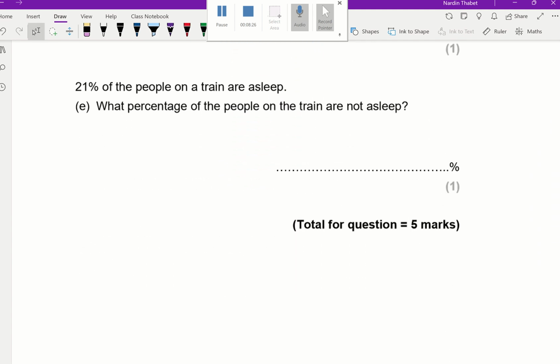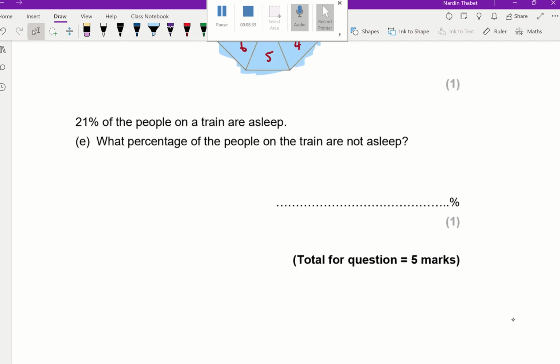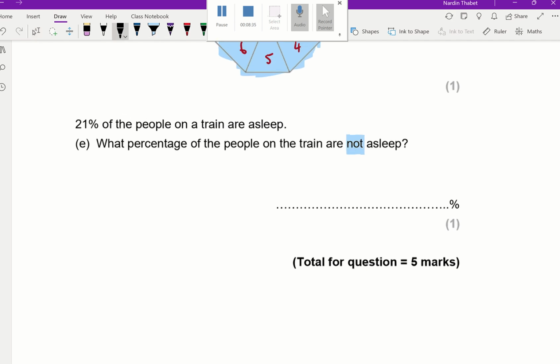And then it says 21% of the people on a train are asleep. What percentage of people on the train are not asleep? Well, 100% is everybody on the train, minus 21%. And again, you very simply put that into your calculator, and you don't even need the percent, to be honest, because they've given you the sign. So it's simply 100 minus 21, which is 79%.